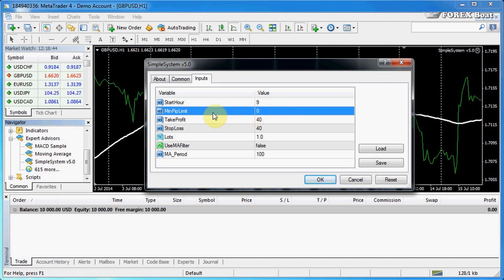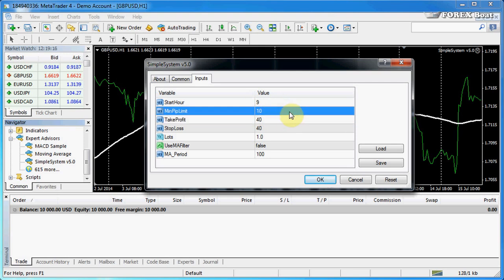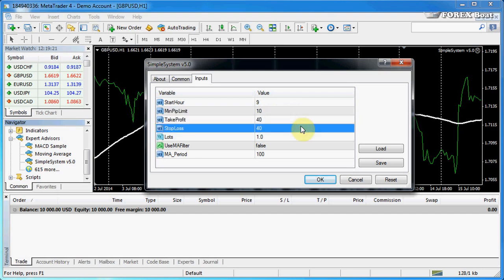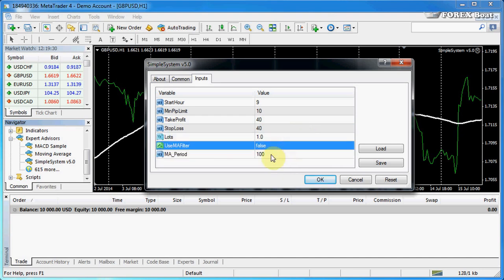What it does essentially is it specifies what the minimum distance should be between the open price of the day and the price of this hour for the Expert Advisor to be triggered and for it to be able to create trades. So if I say 10 pips, then if the movement was less than 10 pips, then orders won't be triggered. So it's kind of an additional filter. The take profit and stop loss are pretty self-explanatory. Lots is a parameter which allows you to control the volume of your transactions. MA period and use MA filter is something we'll discuss now.